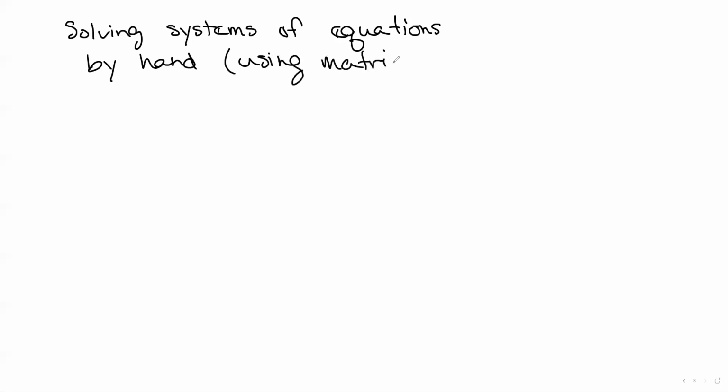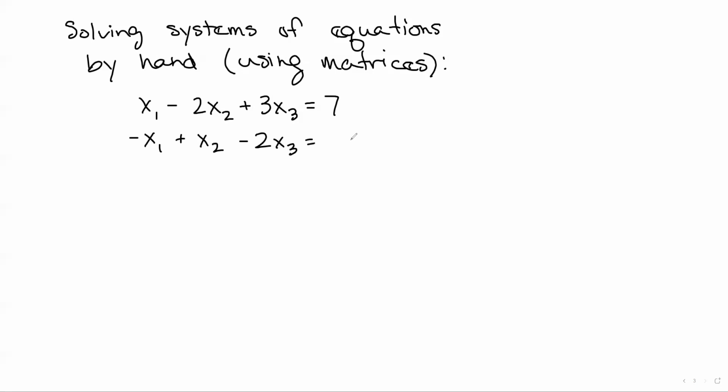So there are other ways to solve systems of equations, of course, but we do still want to use matrices. I'm just going to show you with an example. It's the easiest way to do it. So let's say we've got x1 minus 2x2 plus 3x3 equals 7. And we've got negative x1 plus x2 minus 2x3 equals negative 5. And 2x1 minus x2 minus x3 equals 4.